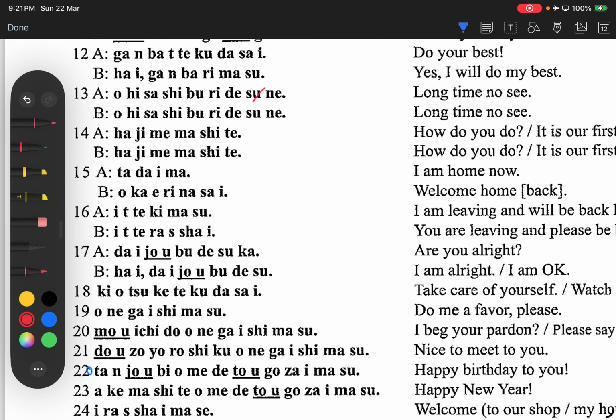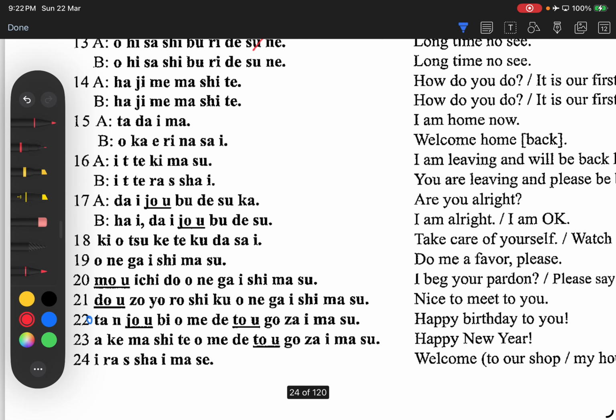Number 16. Ittekimasu. Ittekimasu means I'm going. Okay, 我走了, I'm going. Then the other party in the house will say itterashai. So you see there's a double consonant, so you have to hold your breath. Itterashai. So this is basically just saying goodbye, have a good journey, come back safely. It's just blessings. So ittekimasu, itterashai is a pair of salutations, greetings.